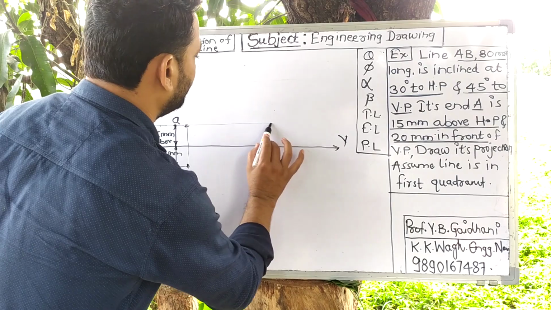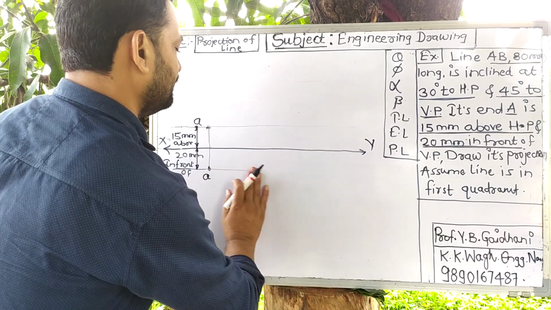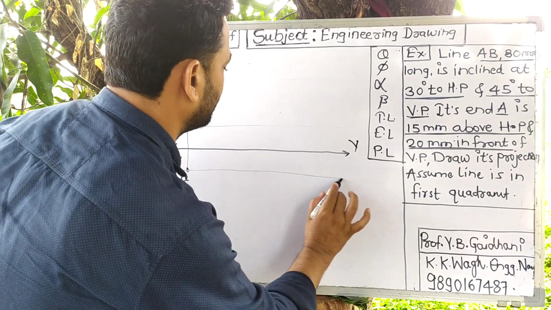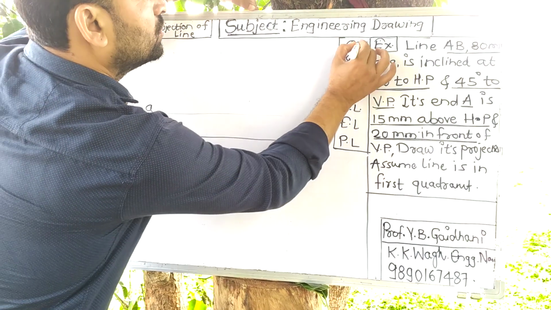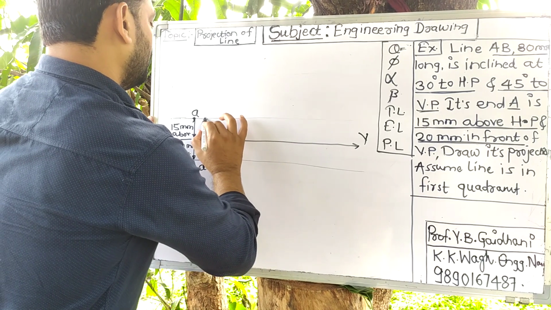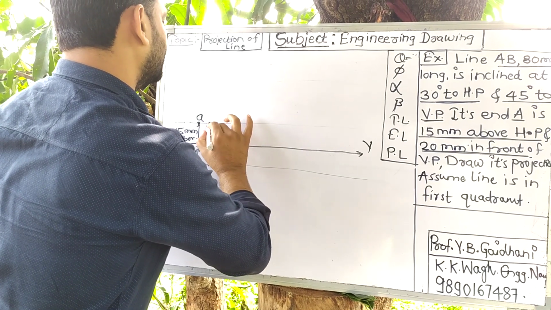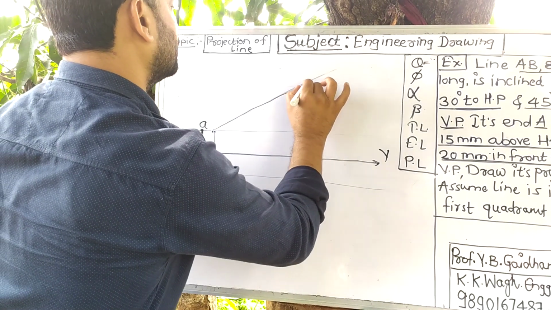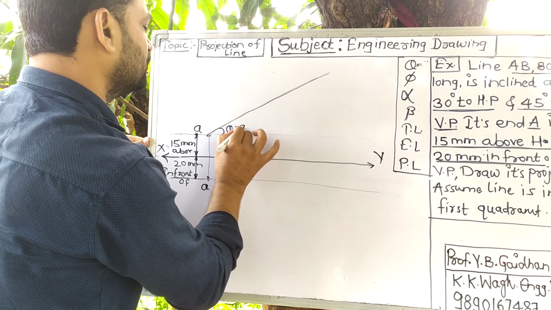I am going to draw a faint horizontal line, assuming the line is parallel to VP as well as HP. Now, what is given? Theta is given, theta is equal to 30 degree. Here, draw one line at an angle of 30 degree. So initially, theta is equal to 30 degree.